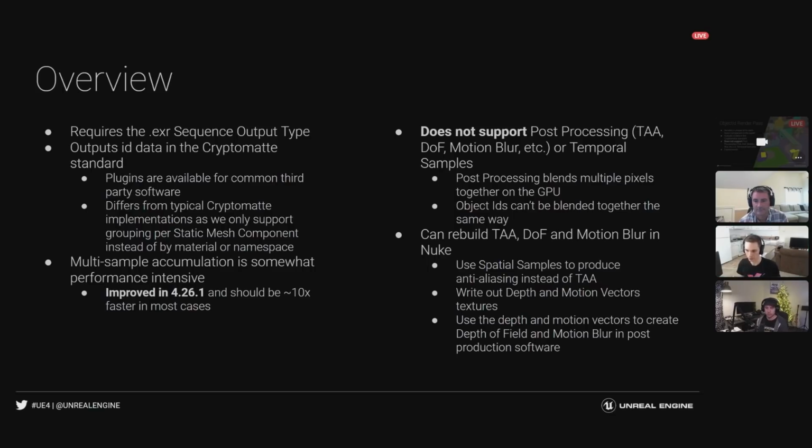Performance: the accumulation is somewhat performance intensive. I think you typically don't notice this as much in offline renderers because the rendering takes a long time. Here, rendering is actually faster than accumulating the results. For 426.1, which again is not out yet, we have improved the performance substantially, and it should be much more usable. It's about 10x faster in most cases, so that can get you down to about half a second per frame for a 1080p image, which is pretty reasonable.